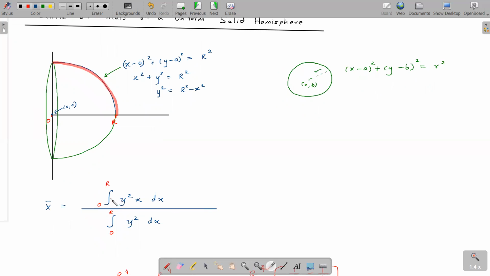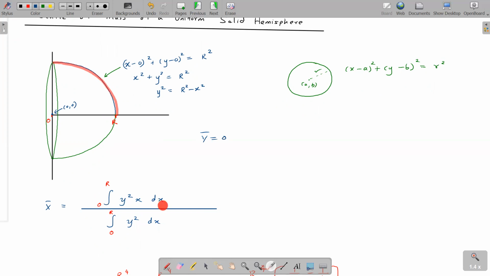And you can see here the integration happens with respect to x. You only have x bar, right? I think that's also pretty clear. Your solid is symmetric around the x-axis, so y bar is definitely 0. There's no need to find y bar. So x bar is found using this.